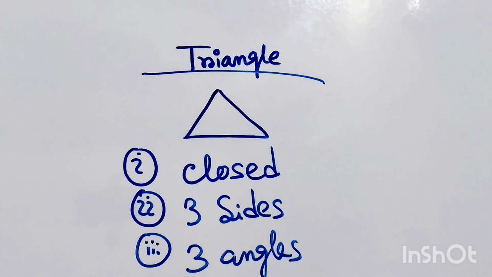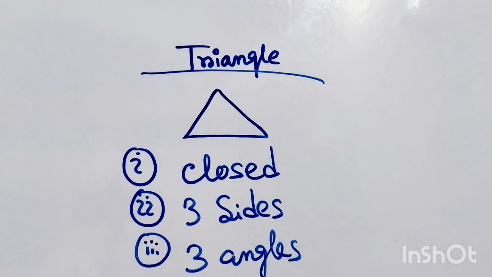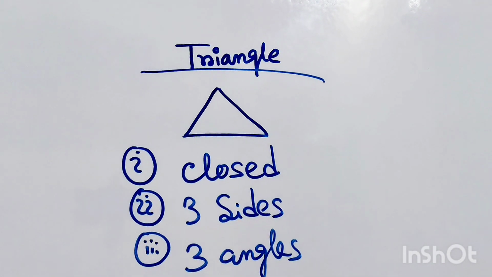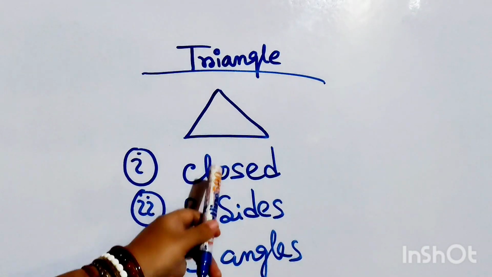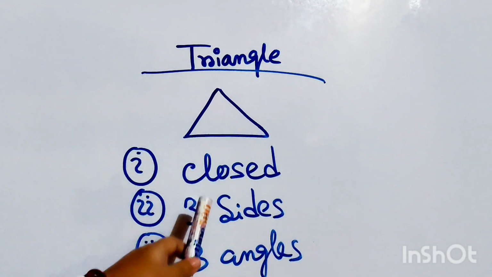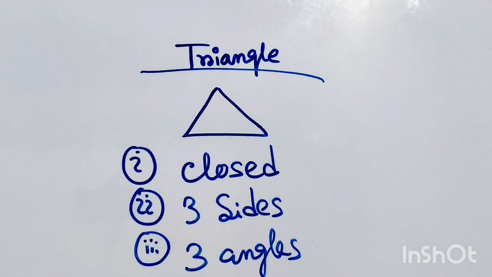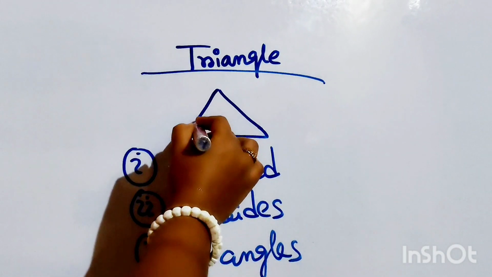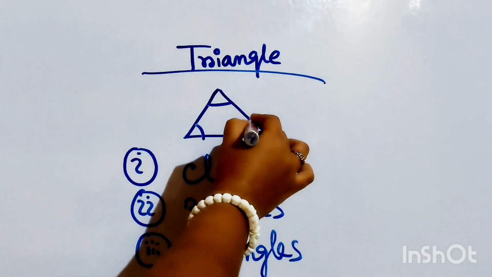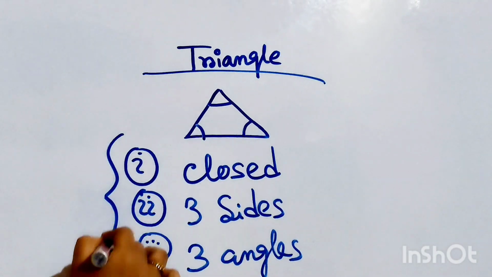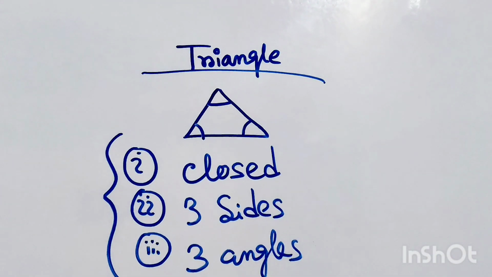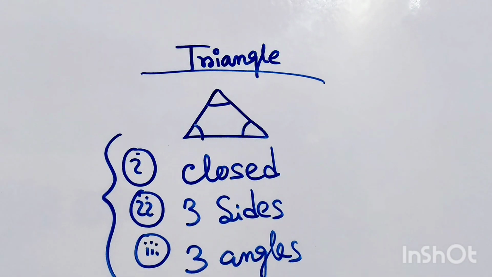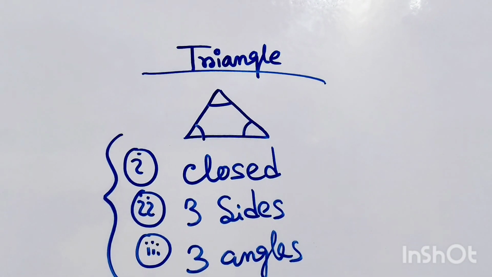Now three sides means straight lines. A line segment is basically called a side. Here you can see three sides are present in the diagram, and the third point is three angles. So these are the three angles. Then the diagram is a triangle. You can see it is closed, with three sides and three angles. All the properties are present here. So this is the triangle.